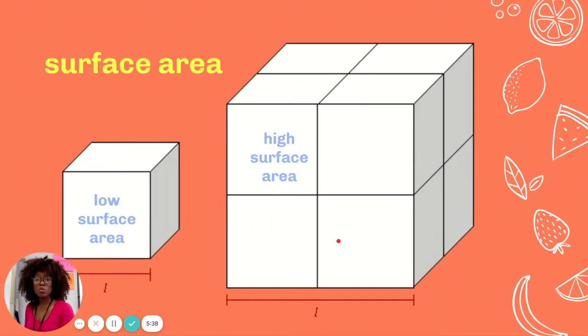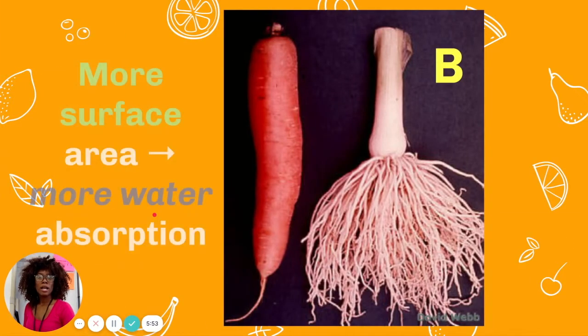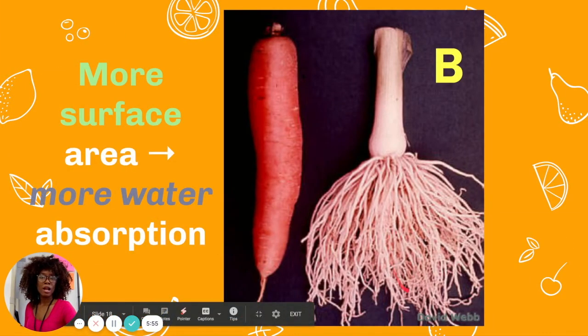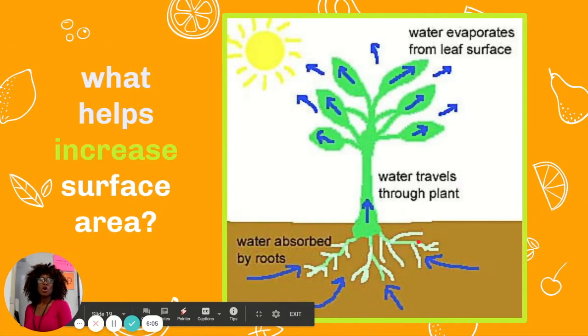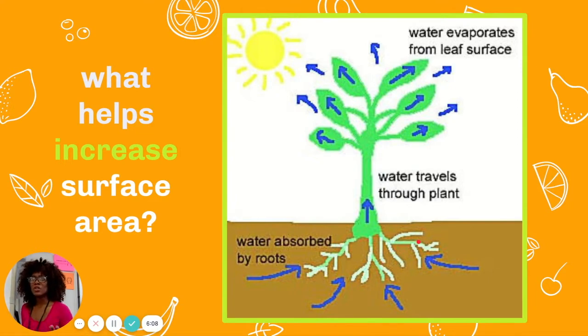Okay, so it's the same idea with roots. With roots, with your blood vessels, with all kinds of things. The surface area can tell you about how much it can soak up, how much can it take in, how much gas exchange can occur. So again, this right here has more surface area than this little root right here. So since it has more surface area, it's going to be able to do more water absorption. Exactly.